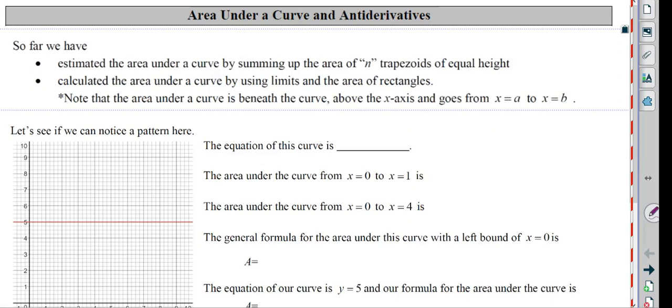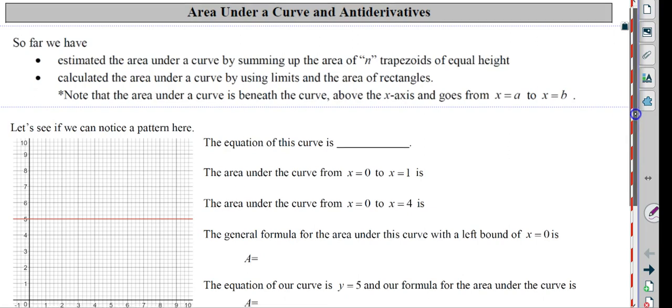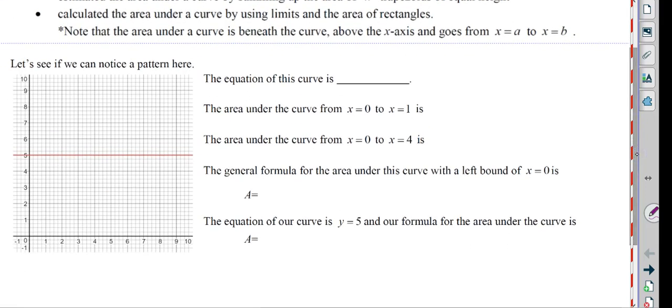Okay, area under a curve again. So far we've estimated the area under a curve by summing up the area of n trapezoids of equal height, calculated the area under a curve by using limits and the area of rectangles, and note that the area under a curve is beneath the curve, above the x-axis, and goes from x equals a to x equals b. So let's look for a pattern.